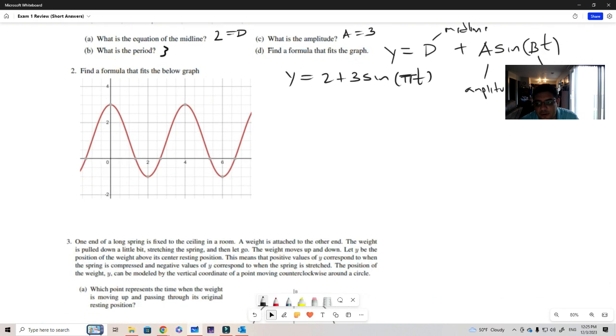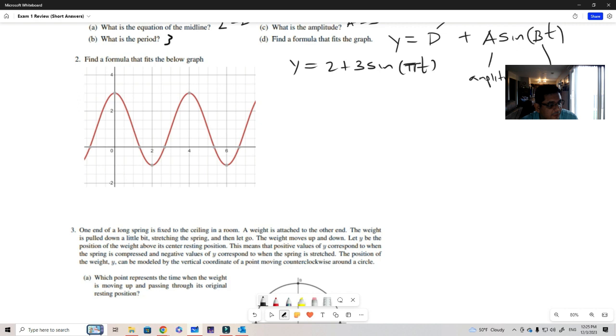Now let's go with another case that is similar. So here we want to find a formula that fits this graph. So in this graph, we're going from what it looks to be -1 up to 3. Okay, so -1 to 3, that means that the midline is going to be here at 1, since from 1 to 3 is the same distance as from 1 to -1.